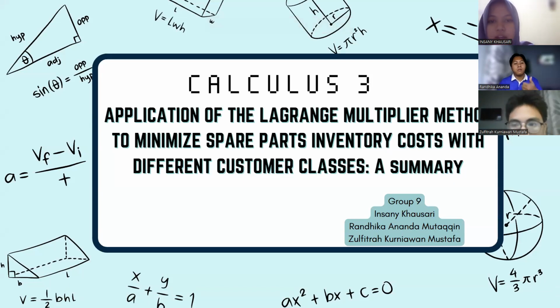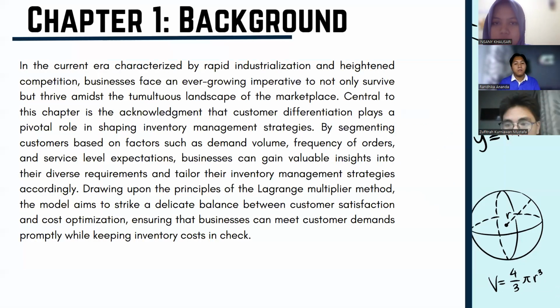Group 9. We are going to present about the application of the Lagrange multiplier method to minimize spare part inventory cost with different customer classes. A summary. In this presentation, we only present the summary from chapter 1 until chapter 5. Here's chapter 1, which is the background.